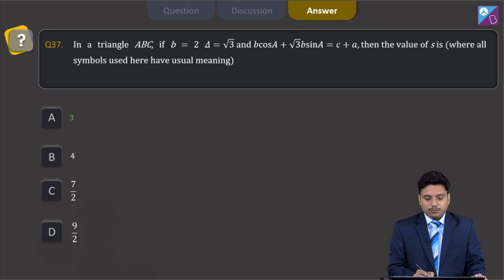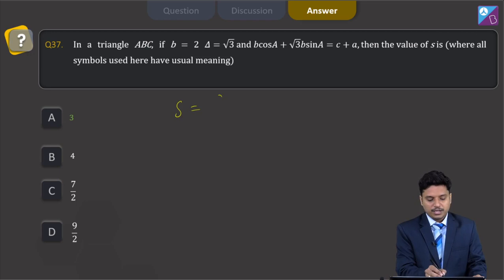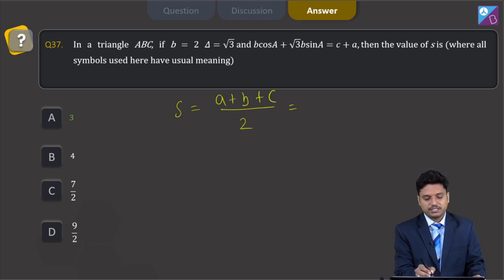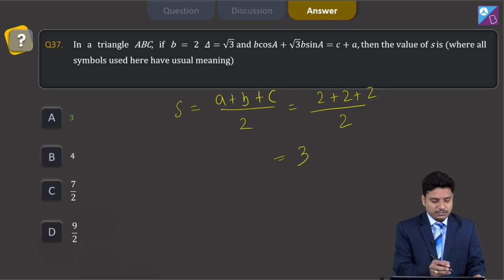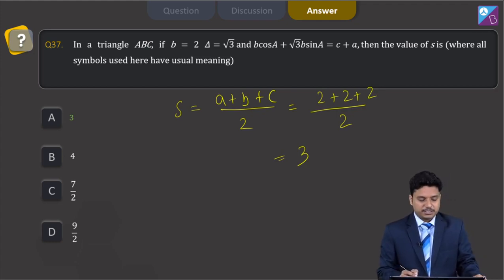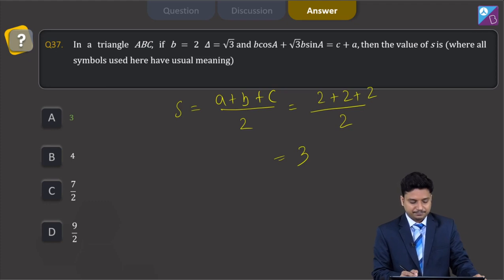Now moving on to the next section, that is the value of S. So for the value of S, all the sides are going to be 2 only because it is an equilateral triangle. So S will be equal to A plus B plus C divided by 2, which is simply 2 plus 2 plus 2 divided by 2, and this is equal to 3. So in this case we can go with option A, which is correct and given as 3.